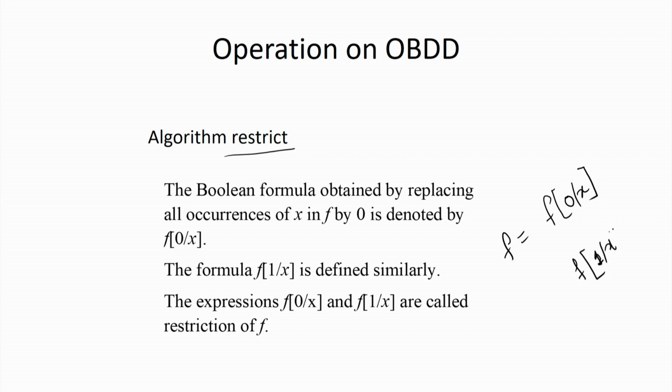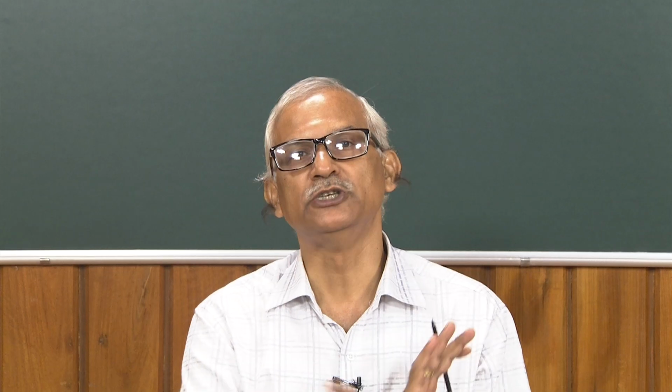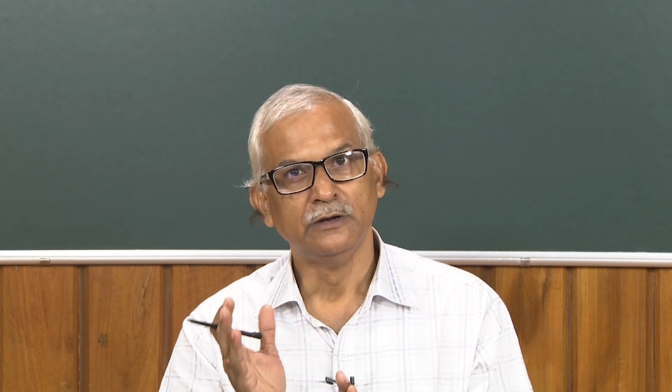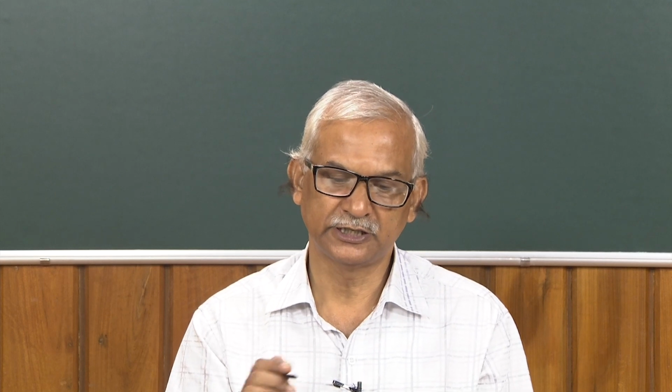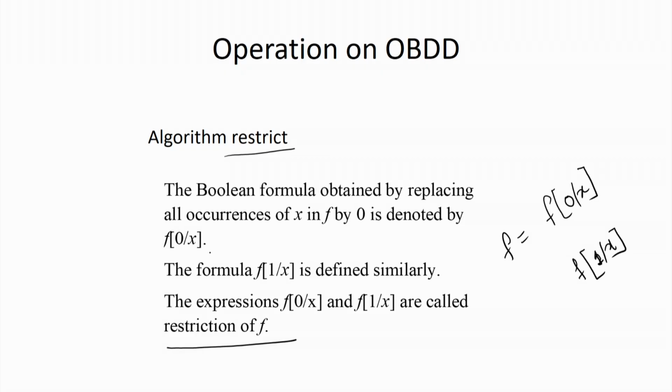So, in that particular case, we say that this is the restriction of f. That means, we are restricting the function or evaluation of the function by restricting the values of x to be zero only. We are least bothered about the functional value when x becomes 1. Then we say this is the restriction f x equal to 0.